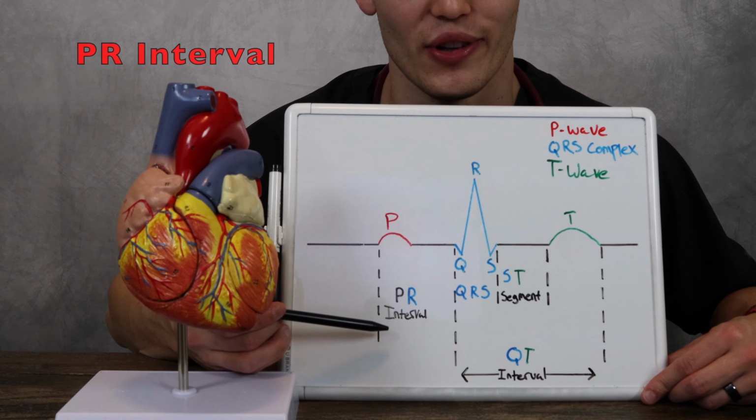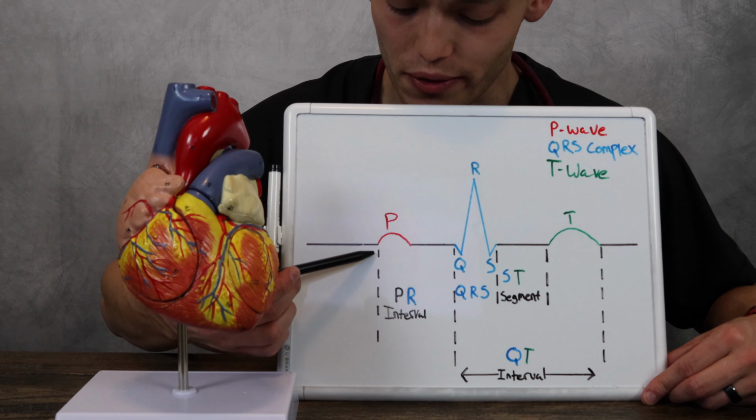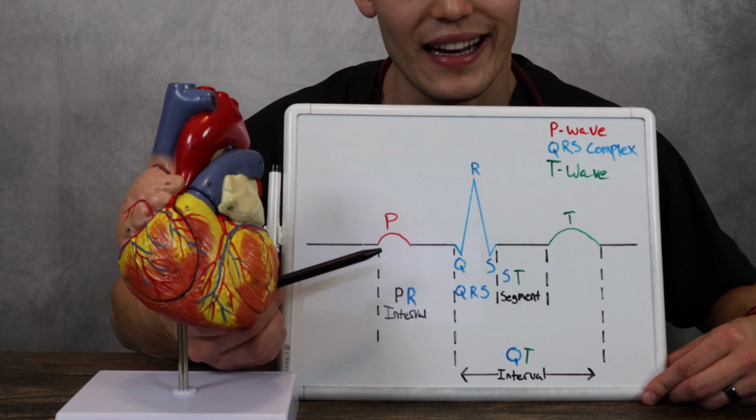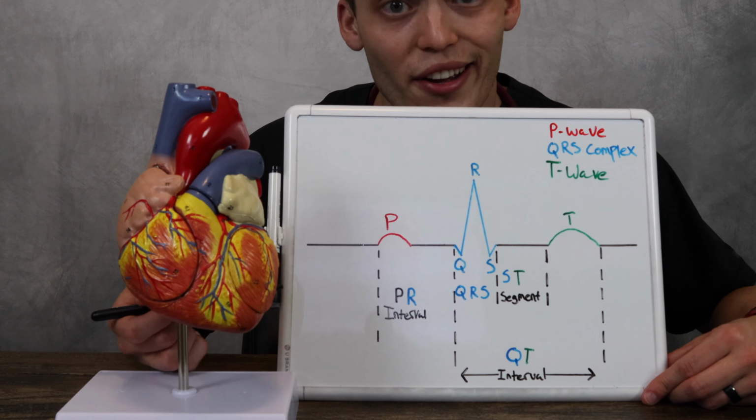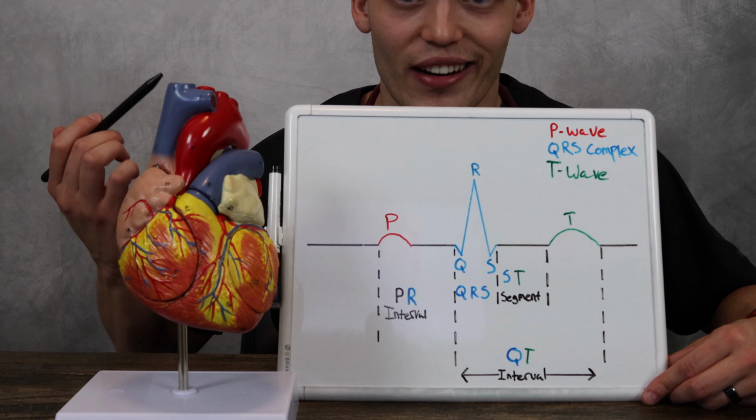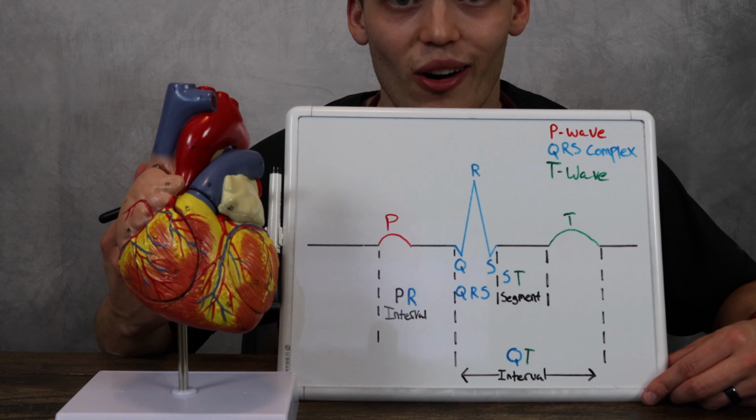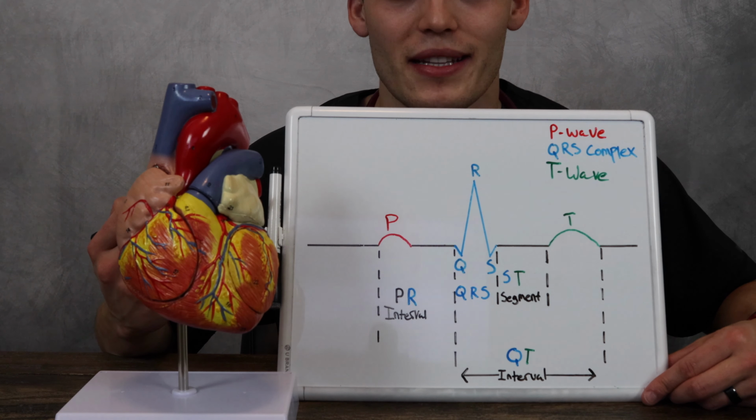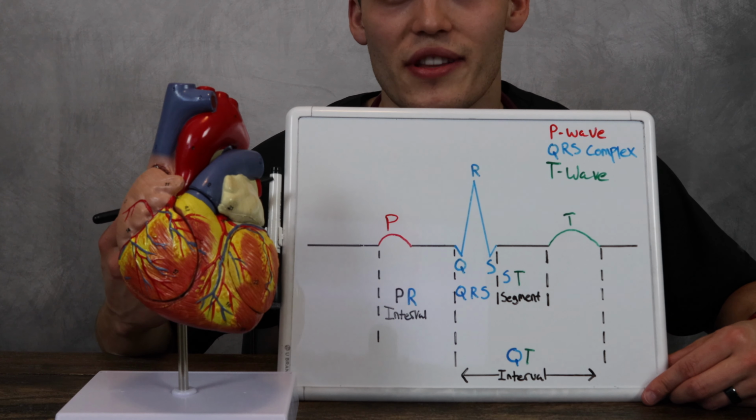Okay, so after the P wave, the next portion of this strip is what is known as the PR interval. And this PR interval is measured from the beginning of the P wave, so right here, to the beginning of the QRS complex, right there. I've also labeled it right here. Now you may be wondering, what does this PR interval stand for? What does it mean? Well, I'm gonna tell you. So the PR interval represents the amount of time it takes for the electrical impulse from the SA node to travel to the AV node.